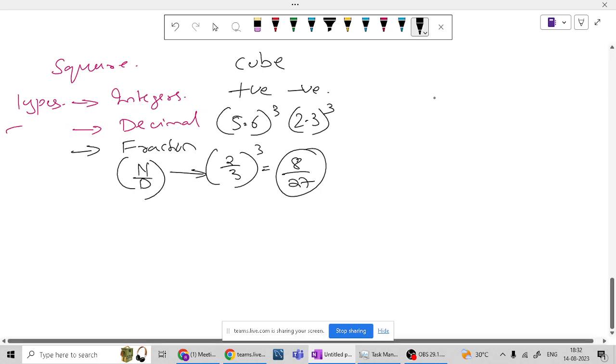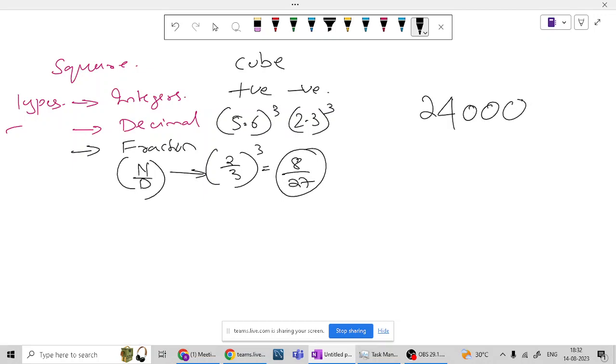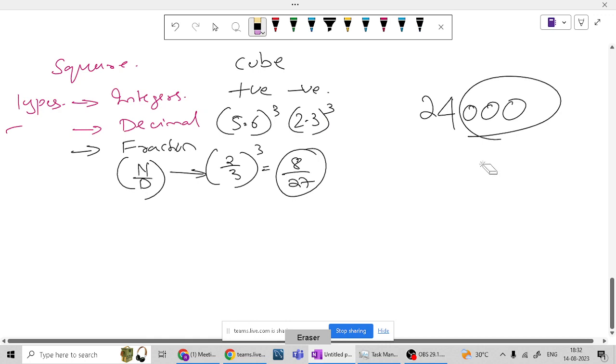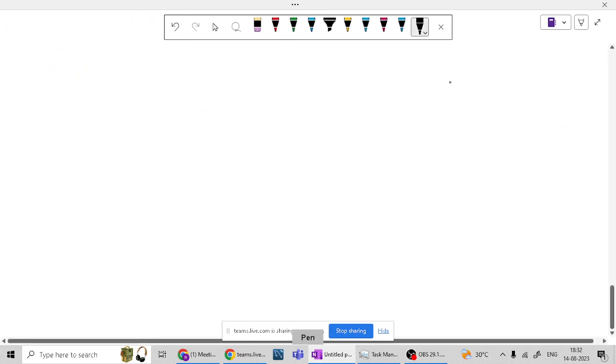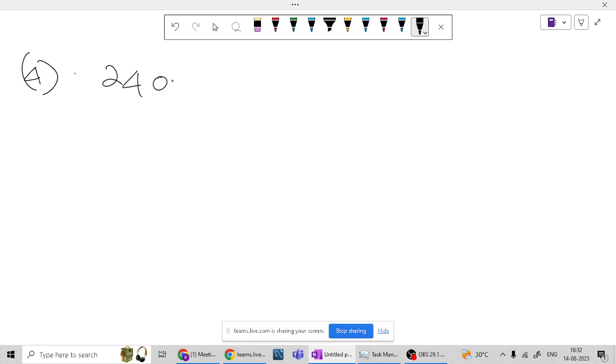243 I made you all solve. Next, anything to the power of 10, like this. Can you see zeros given? Yes, sir. Try this question, the fourth question. Second and third, you all can do it for homework.